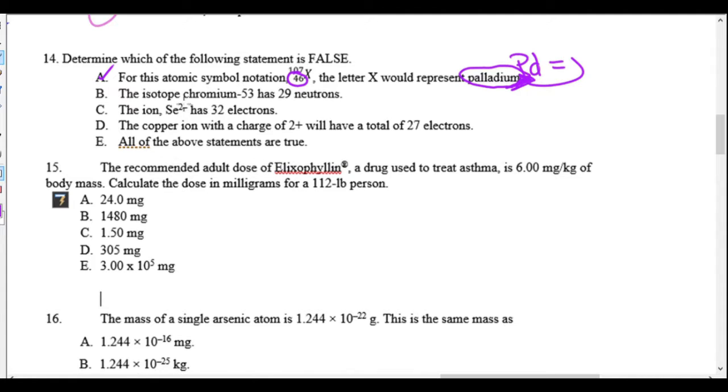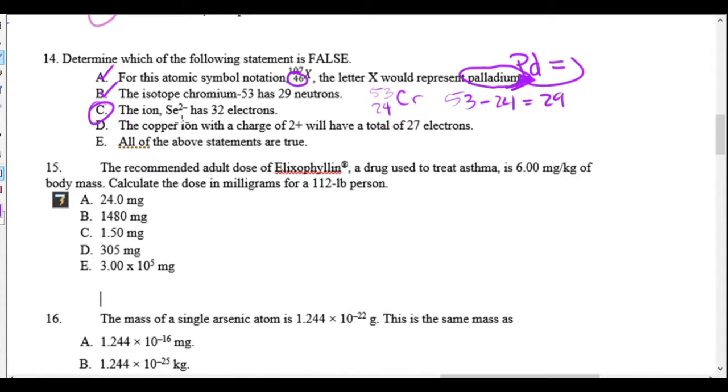Okay, the isotope chromium-53 has 29 neutrons, so 53Cr. We're going to look at the periodic table. It says 24, so 53 minus 24 is 29, if I can math right. Perfect, it is.